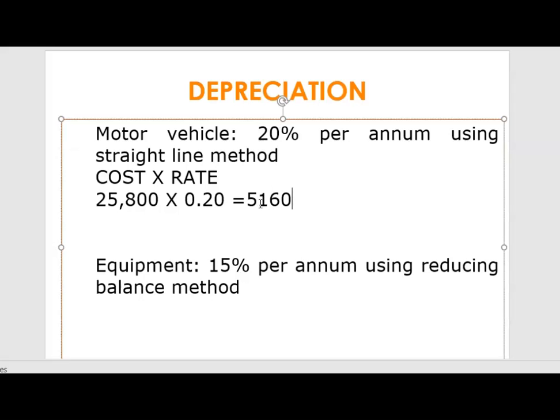This figure will be written in the statement of profit or loss, and also will be transferred into the statement of financial position. Both of them will be put there. So let me show you how to write the answer, 5,160.